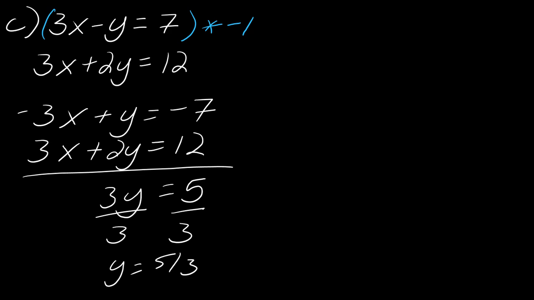Okay, so we've just got to push through with this fraction at this point. I don't think it really matters which equation we plug this back into, so I'm just going to plug this back into the first equation. But we are going to have to deal with some fractions, just to be clear here. So this is going to be 3x minus 5/3 equals 7.